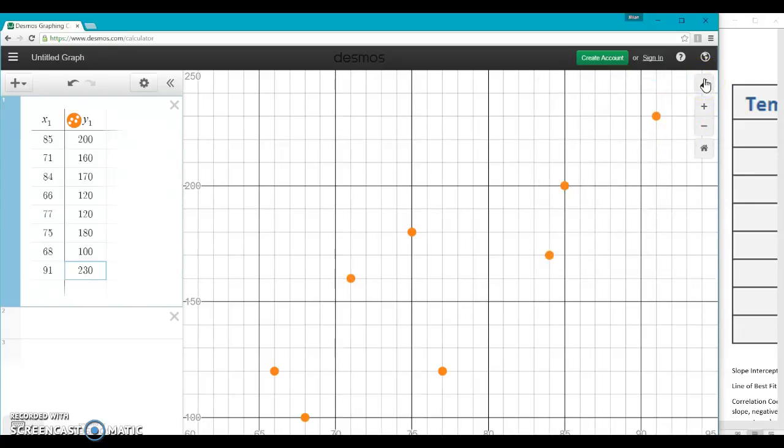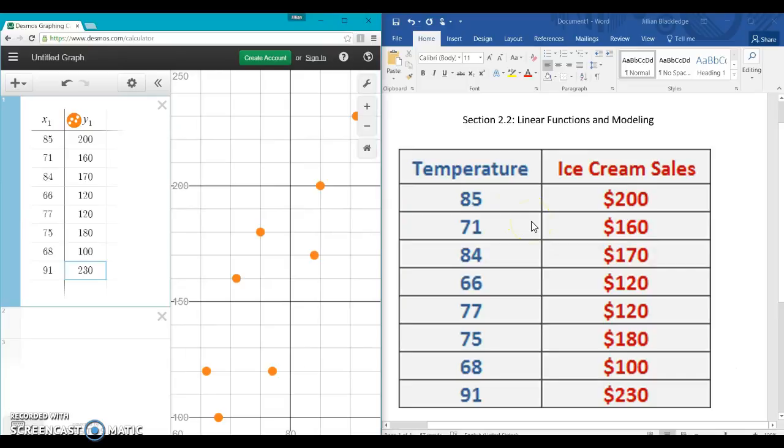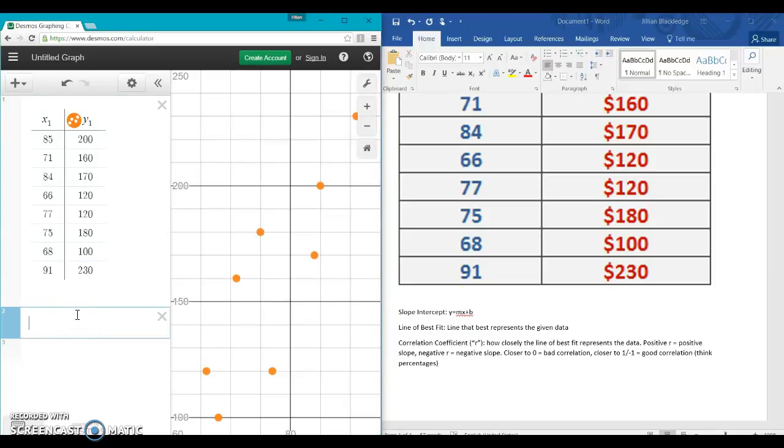Now what we want to do is find a line of best fit. A line of best fit is a line that best represents the given data. We're going to use the slope-intercept form, y equals mx plus b, to help us with that. So going back over here to Desmos, you're going to go to the plus sign and add an equation, or just tap on the next one. We want to use y equals mx plus b, but a general form of it.